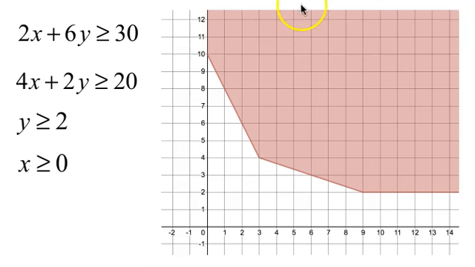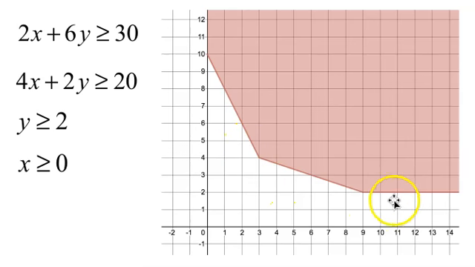Now, which corner points do we get? The only one on the y-axis is 0, 10. So 0, 10 is a corner point. There is no corner point on the x-axis. But we have this point and this point. Now, you could solve the equations, but the computer graphs this nicely for me, and we can see that 3, 4 is this one. Notice 3, 4: 6 times 3 is 18, 6 times 4 is 24, that equals 30. 4 times 3 is 12, 2 times 4 is 8, equals 20. So this point is the intersection of those 2 lines.